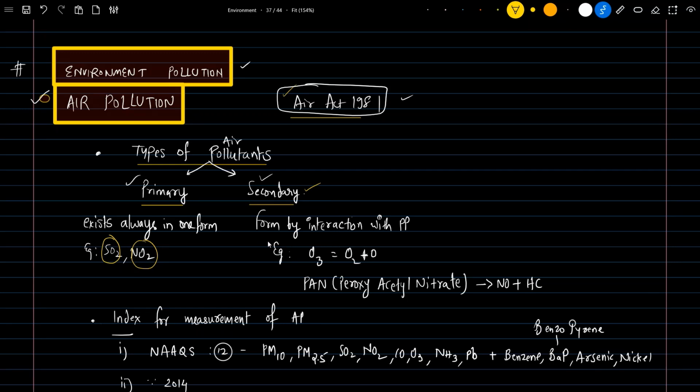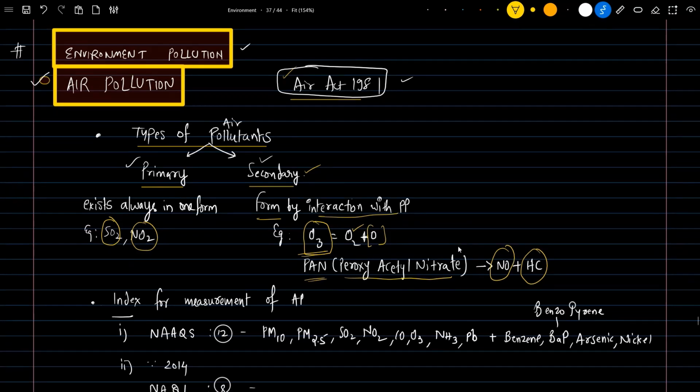Secondary pollutants are formed by interaction with primary pollutants. Let's say O3 is an example of a secondary pollutant. It is formed by the O free radical of oxygen combining with O2, and then ozone O3 is formed. Another example is PAN, peroxyacetyl nitrate. It is formed by the combination of hydrocarbon and nitrogen oxide. These are the differences between the primary pollutant and secondary pollutant.